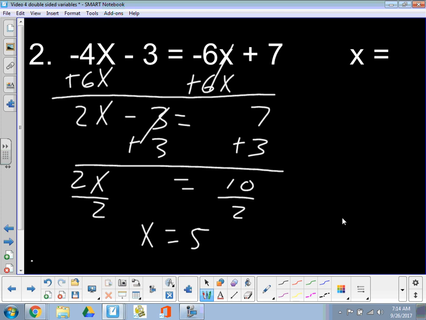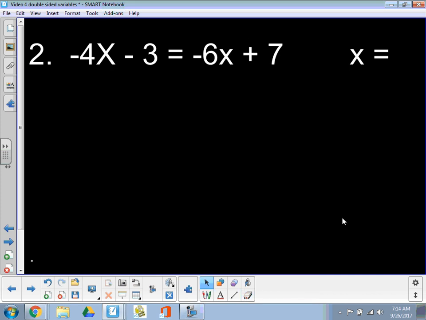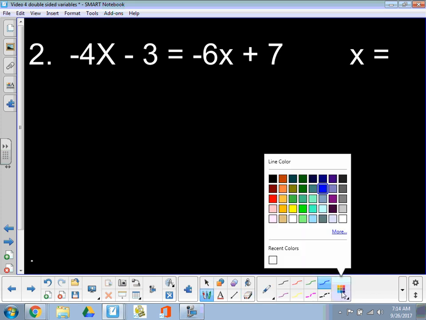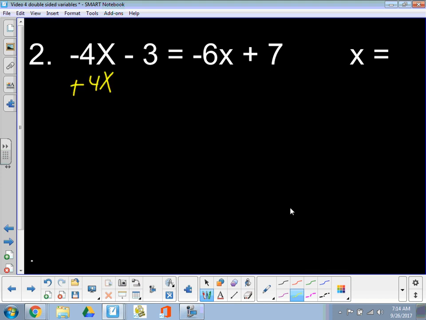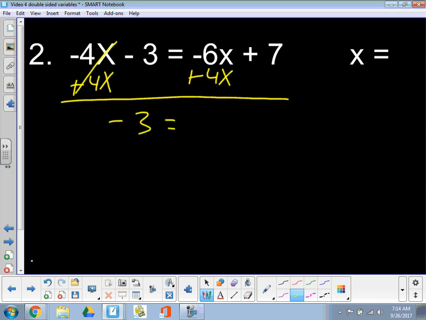Now, I'm going to go back, and I'm just going to show you that if you had, instead of eliminating the negative 6x right away, if you had eliminated the negative 4x, you would still get the same answer in the end. This time, I add 4x, because I'm sure some of you tried that. Add 4x. And when I do that, I get negative 3 is equal to negative 2x plus 7.